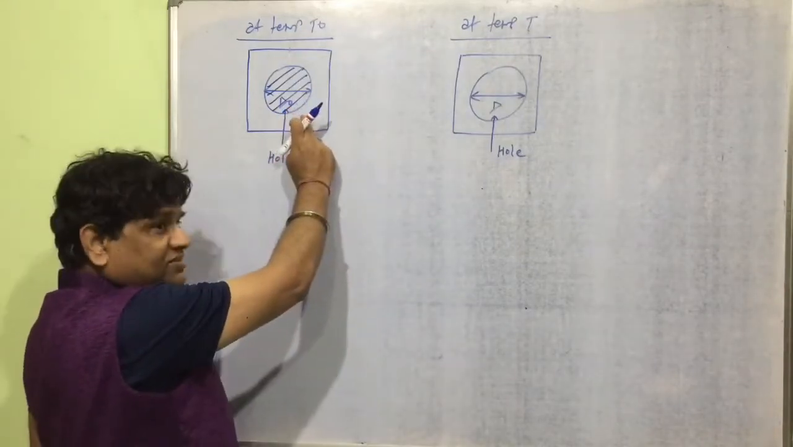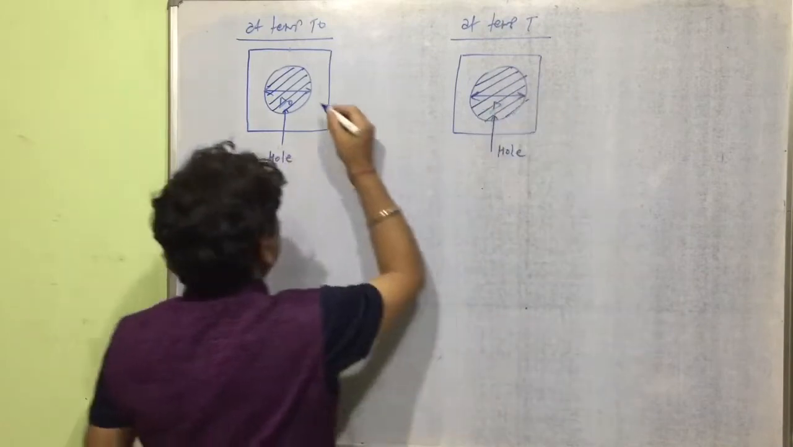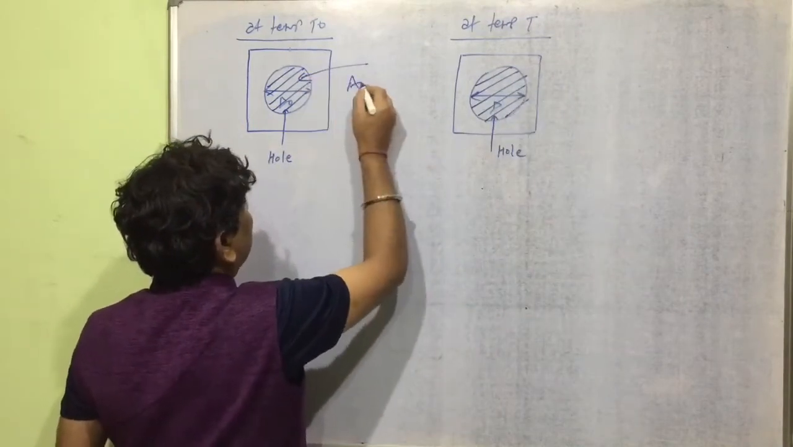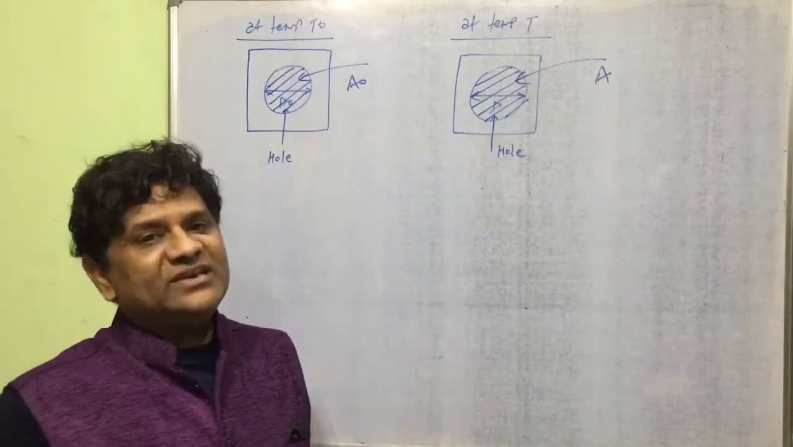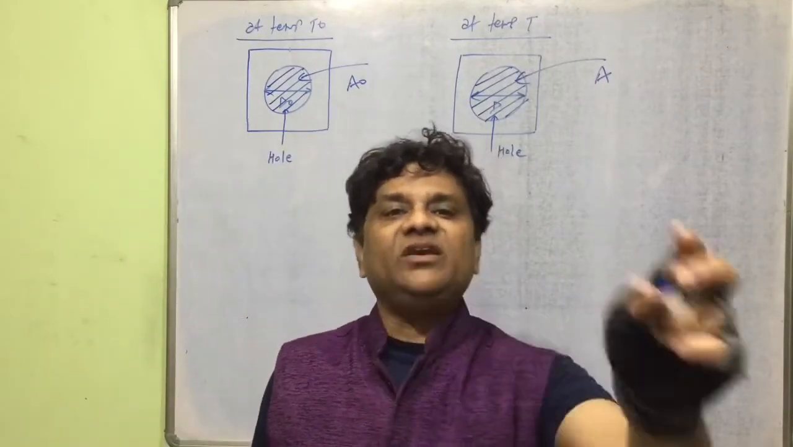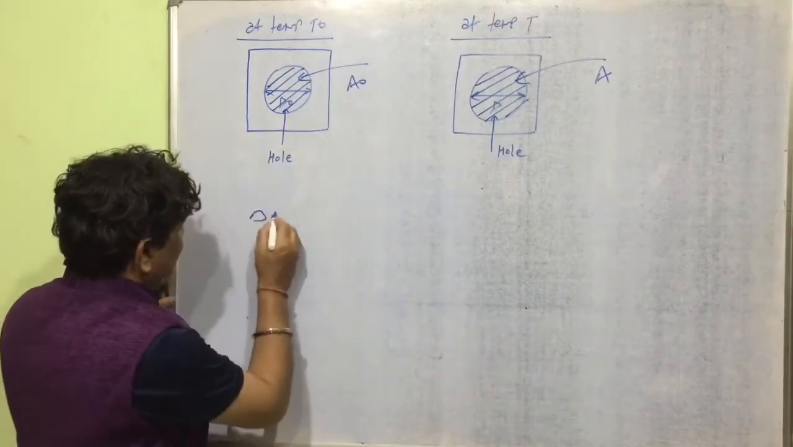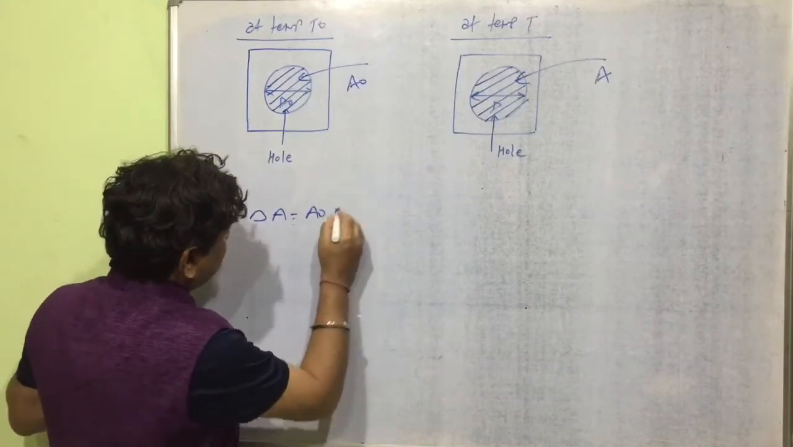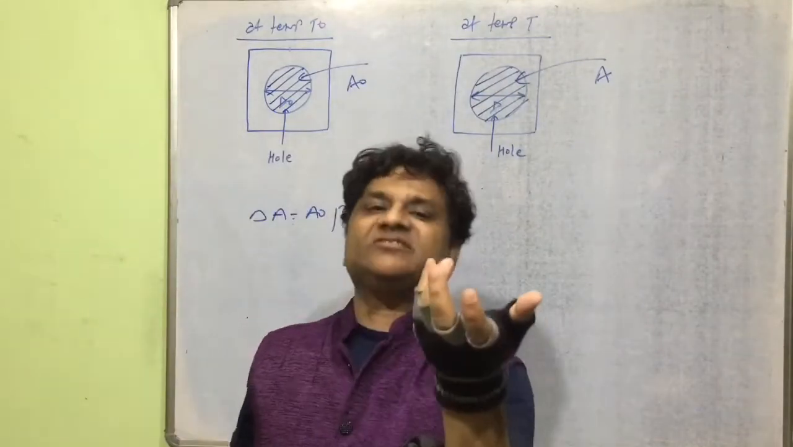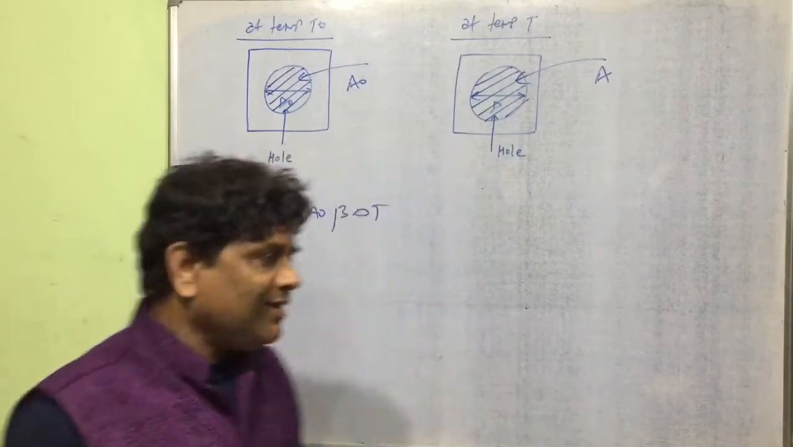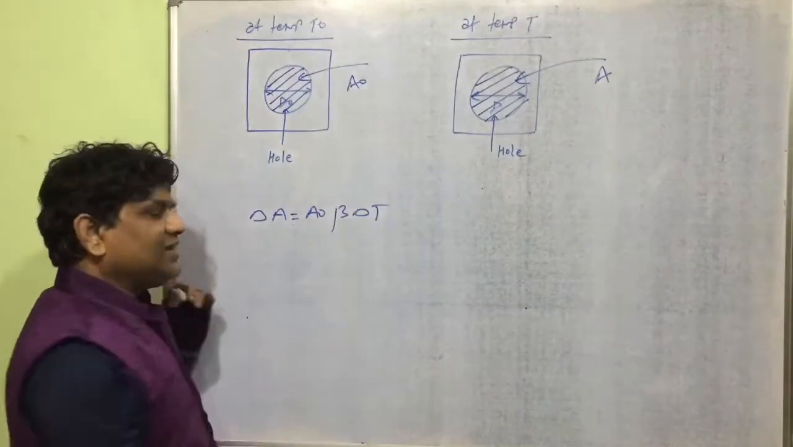This is the initial area of a hole, and this is the final area of a hole. So this is taken as A naught, and here is taken as A. Now the first question arising is: what is the relation between A and A naught? You know, delta A is equal to A naught into beta delta T. That relation we discussed in class for two-dimensional expansion. So delta A is equal to A naught beta delta T.